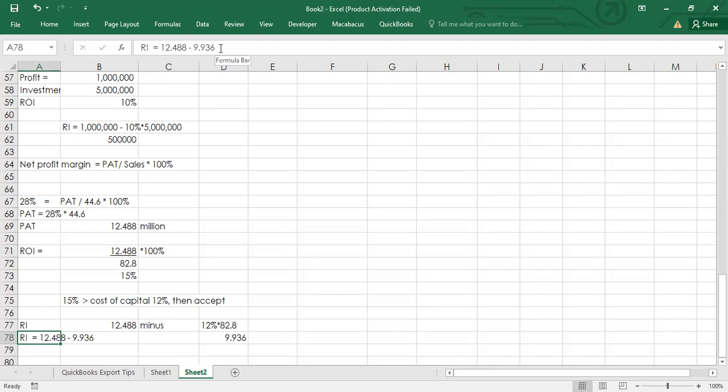Okay, so that's how we shall end up having our residual income: this minus that, giving me the answer. It's 2.55 million, and it's positive, so it's a good figure. So ideally, you would think it's still fine. You would accept the project.